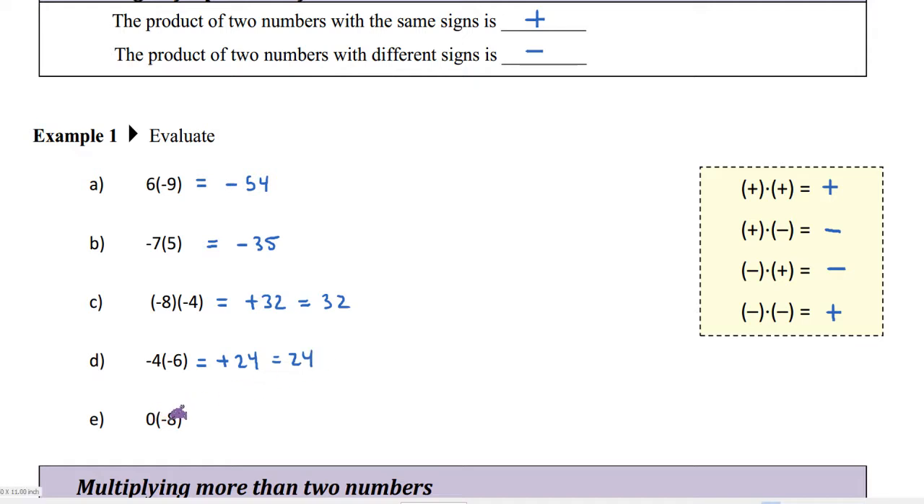And 0 times negative 8. Well, 0 times any number is going to give you 0. Okay, and 0 doesn't really have a sign. Even if you put a negative in front of it, it's the same as 0, because remember that 0 doesn't have a sign. When you say positive, you're talking about things that are greater than 0, and things are negative when they are less than 0. So if they are 0, well, then they're neither positive nor negative. It just has no sign.